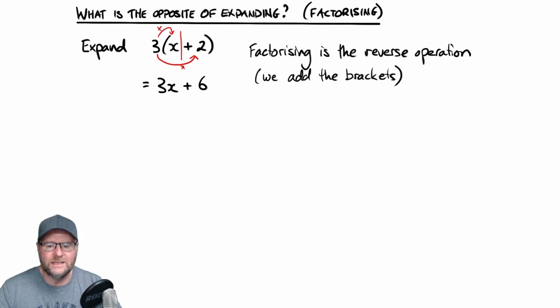Well, factorising is just simply the reverse of that. You start with an expression, in this case 3x plus 6, and when you factorise it, you get back to something like this with the brackets. Let's have a look at how we might factorise this same expression.